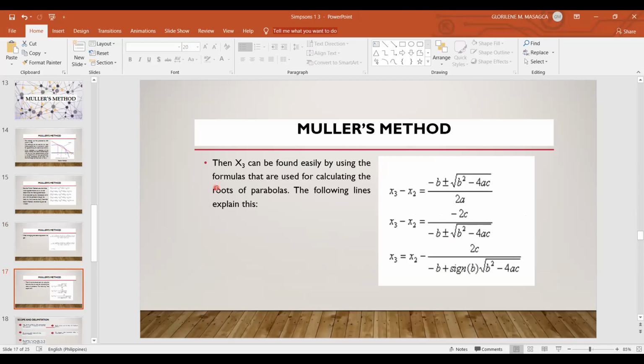So then x3 can be found easily by using the formulas that are used for calculating the roots of parabolas. The following lines explain this. So from here, this is now the formula for x3. So x3 is equal to x2 minus 2c all over negative b plus or minus the square root of b squared minus 4ac. So the sign of b is determined if it is positive or negative from the given equation.